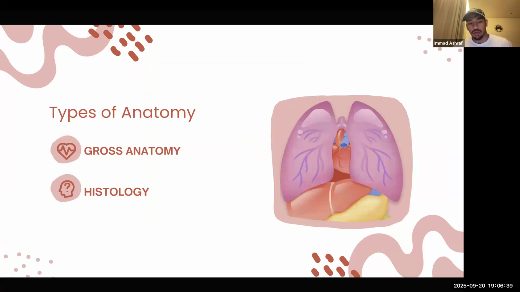Right. So there's 2 types of anatomy. There's gross anatomy and histology. Gross anatomy is everything that you see macroscopically with your eyes. So like if you see a bone, if you see a muscle, that's gross anatomy. If you see connective tissue, that's not gross anatomy because you wouldn't know it's connective tissue. So that's histology. So when you need to look under a microscope to identify something, that's histology. So like if you see skeletal muscle, cardiac muscle, smooth muscle, you see epithelium, all of this is histology.